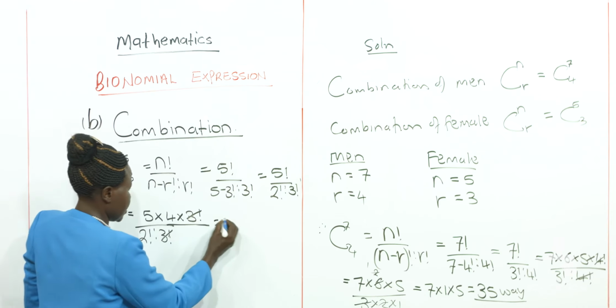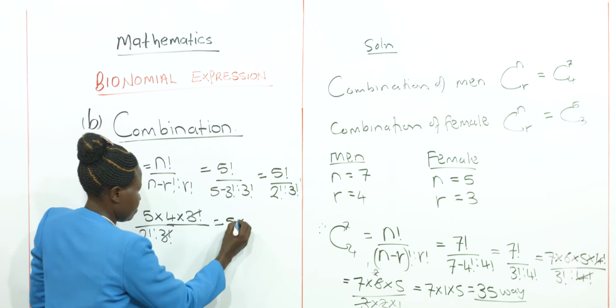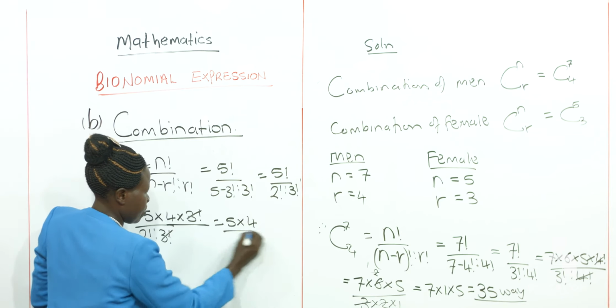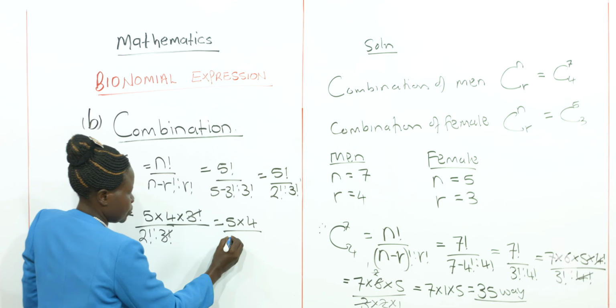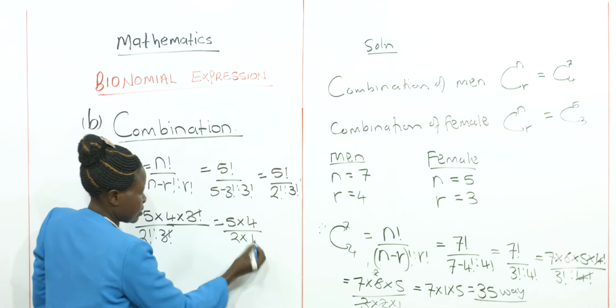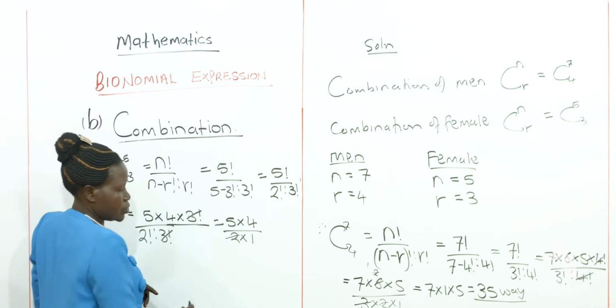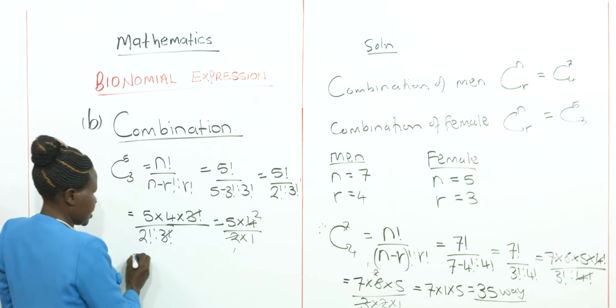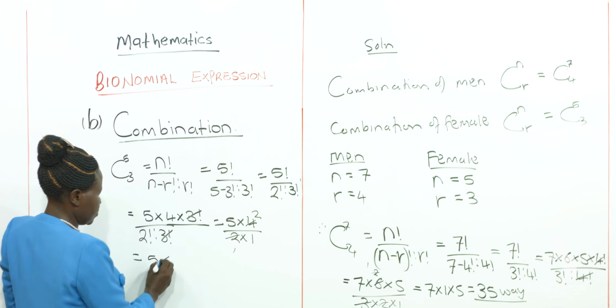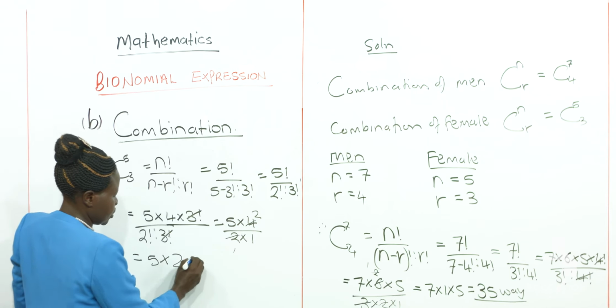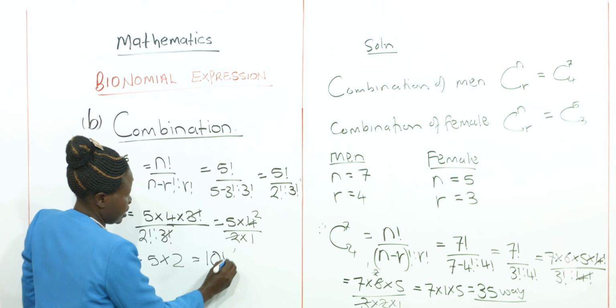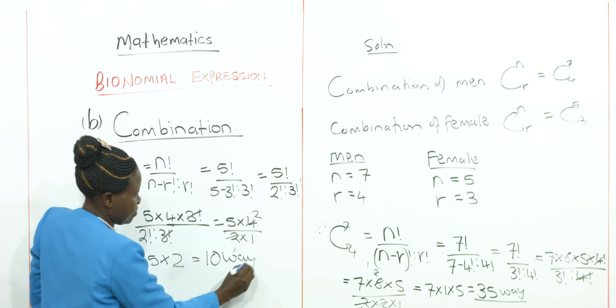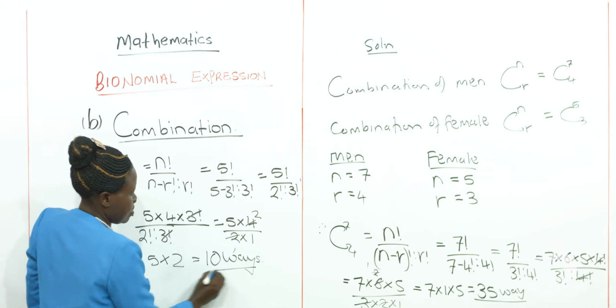So you only remain now with the 5 by 4 over 2 factorial, you move 2 by 1. So that you can now have 2 by 1, we get 2. So our answer here will be now 5 times 2, which will give us 10. 10 ways. These are for women. So this is for women.